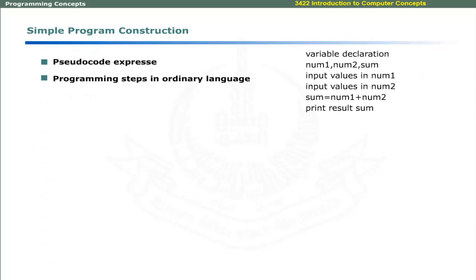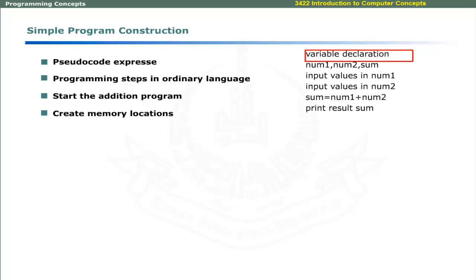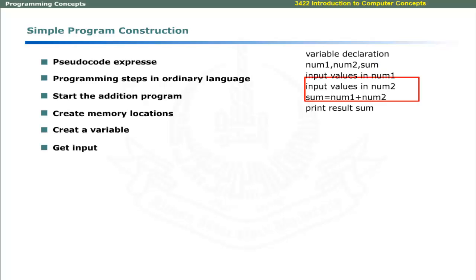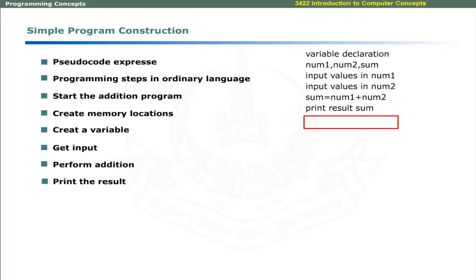Pseudocode expresses the programming steps in ordinary language. Plain English sentences are used to express input, output statements. For example, start the addition program. Create memory locations called variables to hold two numbers. Create a variable to hold the result. Get input from user. Perform addition and print the result.